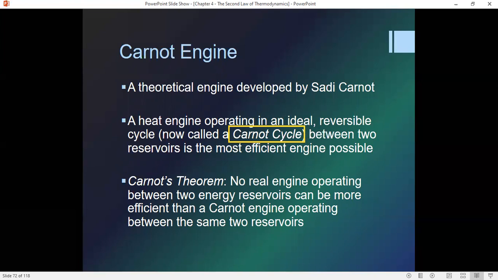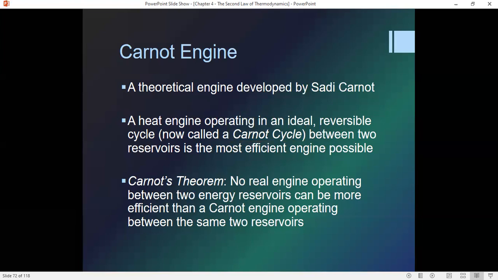Now, Carnot's theorem is: no real engine operating between two energy reservoirs can be more efficient than a Carnot engine operating between the same two reservoirs. It's just another version of the Kelvin statement that we saw in the previous section.